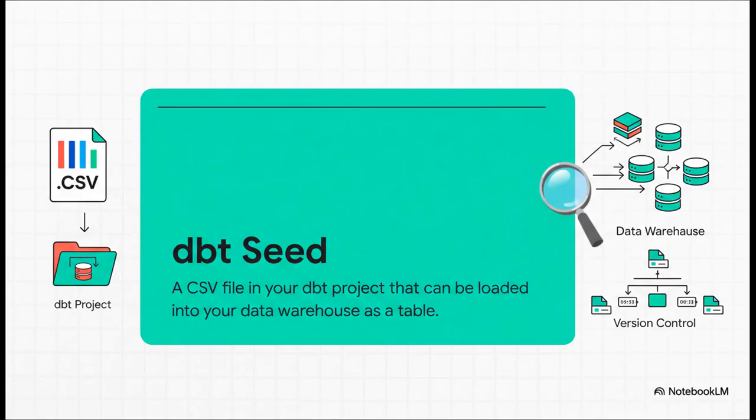So a dbt seed is, at its heart, just a CSV file, a simple CSV that you put right inside your dbt project. When you run the dbt seed command, dbt grabs that file and loads it into your warehouse as a new table. Now here's the big deal. That data, that business logic, is now version controlled in Git, right alongside all your SQL models.